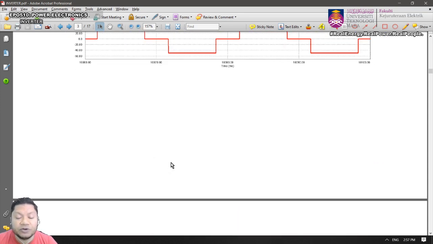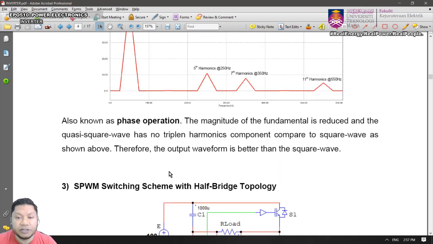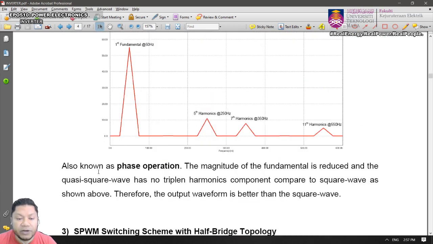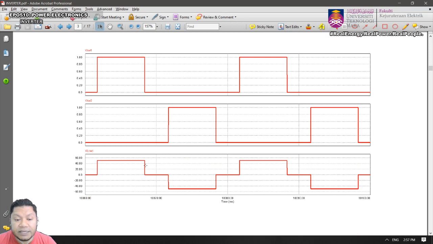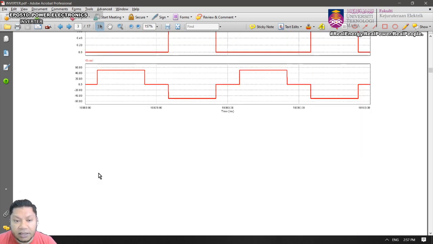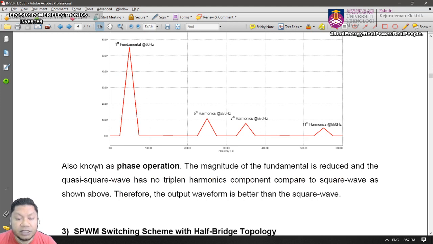And finally, you're going to have the third operation. And by the way, the quasi square waveform is also known as phase operation. Okay, it is also named phase operation. Okay, I don't want to elaborate more. So this is also known as phase operation.